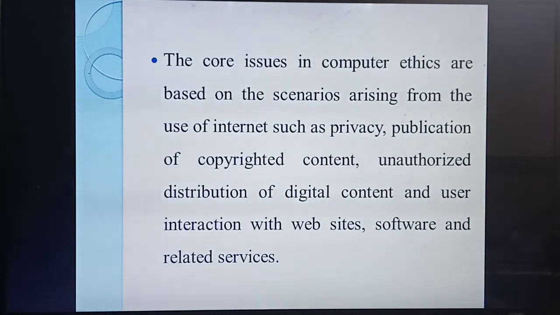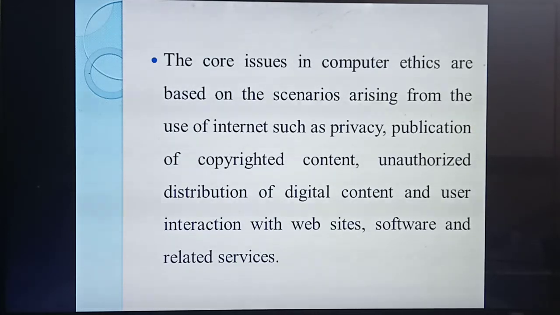Then, publication of copyrighted content. What do you mean by publication of copyrighted content? You might have heard about unauthorized websites like tamilrockers and others. What does copyrighted content mean? If they are releasing a film, who is the authorized person for that? Maybe the director or the producer. Without their permission, a person will take that CD or copy the CD, and they will load the films on the net. Then everyone can see them. That is called copyrighted content.